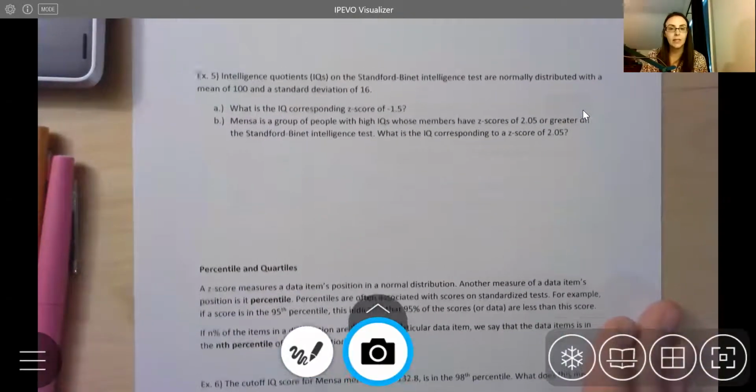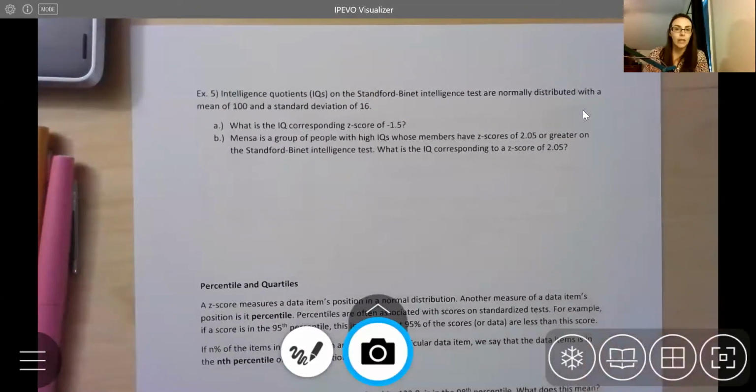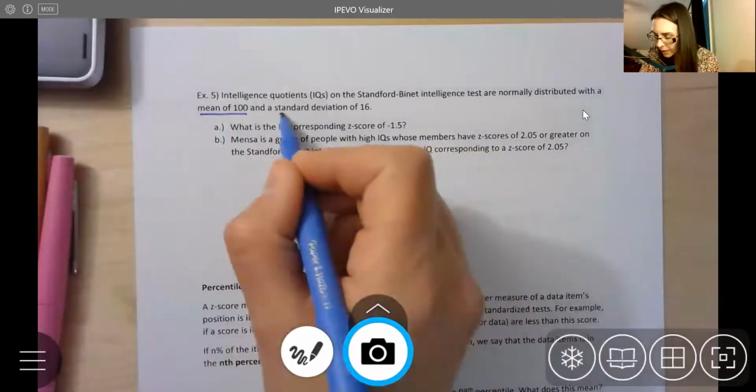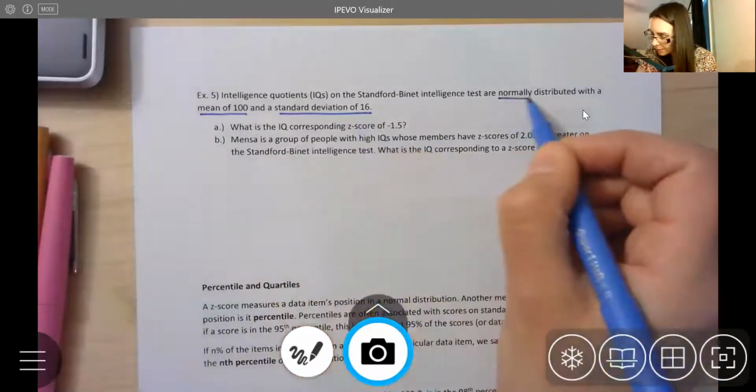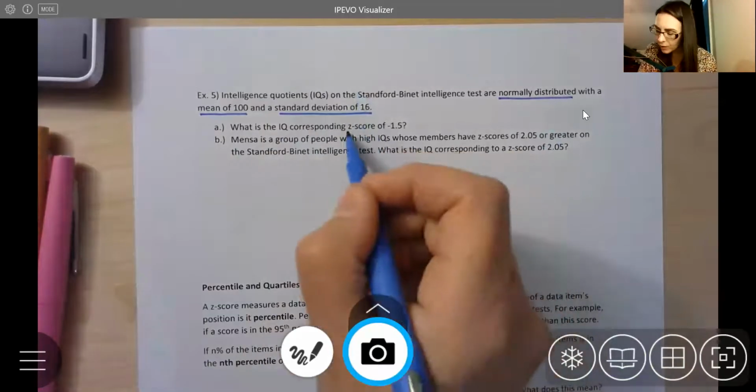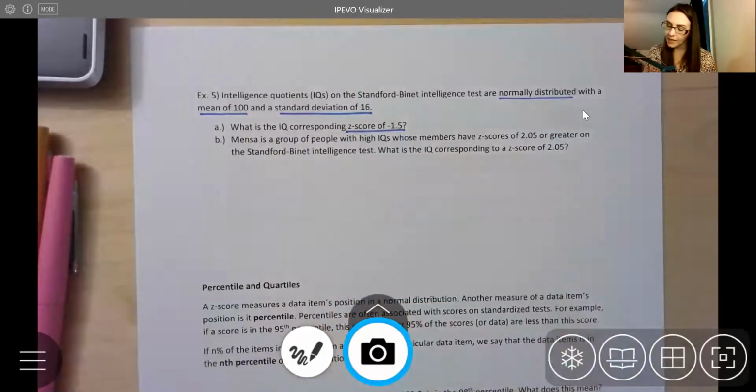All right, so one last example here with z-scores. Intelligence quotients, which are IQ scores, on the intelligence tests are normally distributed with a mean of 100 and a standard deviation of 16. What is the IQ score corresponding to a z-score of negative 1.5?